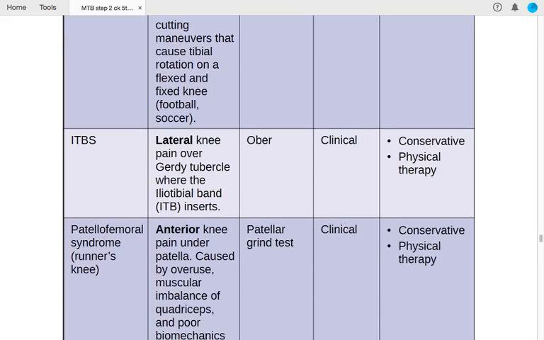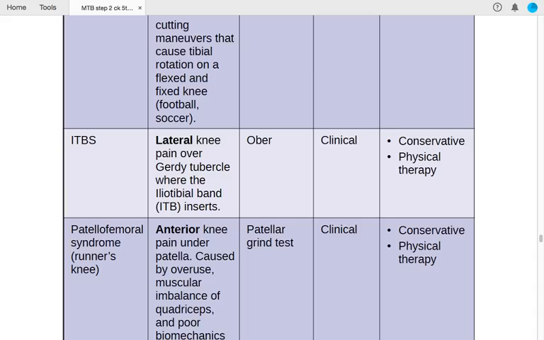Then we have iliotibial band syndrome, right? Iliotibial band syndrome is lateral knee pain over the Gerdy tubercle, where the iliotibial band inserts. So it's a lateral knee pain, not the medial one. It's on the lateral side, which is why you see this pain especially where the iliotibial band inserts. And we are going to perform the Ober test for this, and diagnose it clinically.